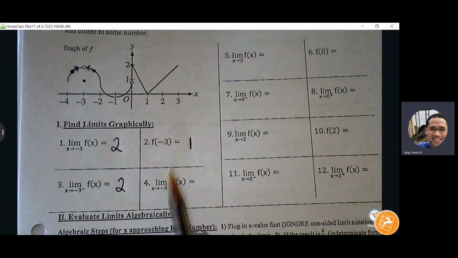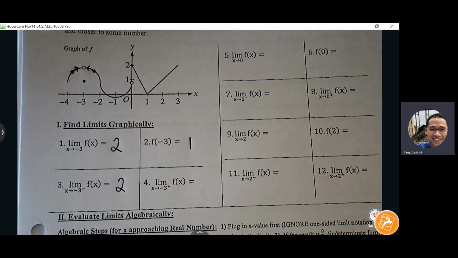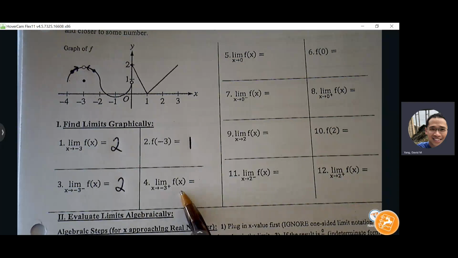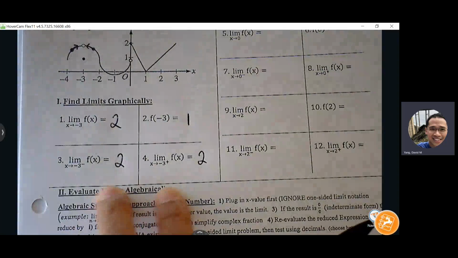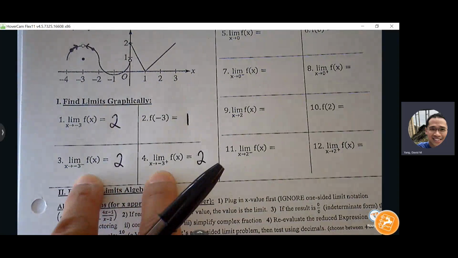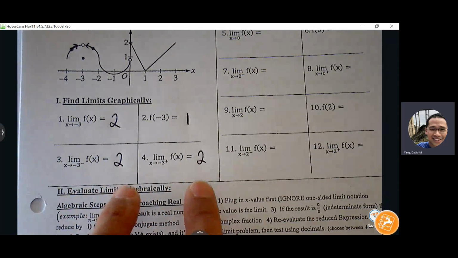-3 from the right side, that means I'm picking a point on the other side of -3, and I'm headed towards -3. And the y value, or the limit, that one-sided limit is approaching what? Also 2. Okay. So also the nice thing about one-sided limits is that this is a more concrete way of showing if the limit does exist.